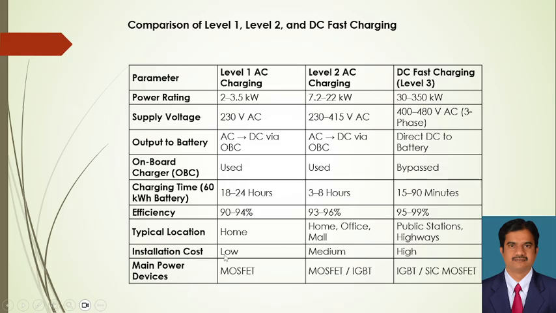Again, initial cost is low in the level 1, medium in the level 2 and high in the level 3 because of the many components and complex circuit complications in the conversion from AC to DC in the charging station. And the main power devices used in the power converter circuits are MOSFET in the level 2, MOSFET and IGBT in the level 3, that is in the DC fast charging, IGBT or silicon carbide MOSFETs. This is the overall comparison table of the level 1, level 2 and level 3 of DC fast charging with the different parameters.